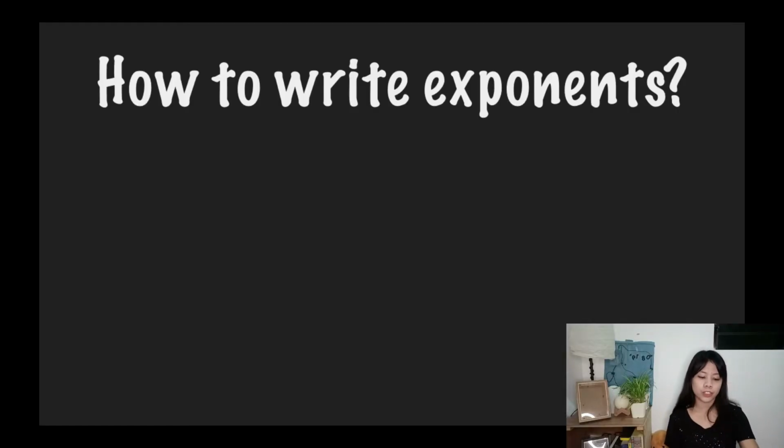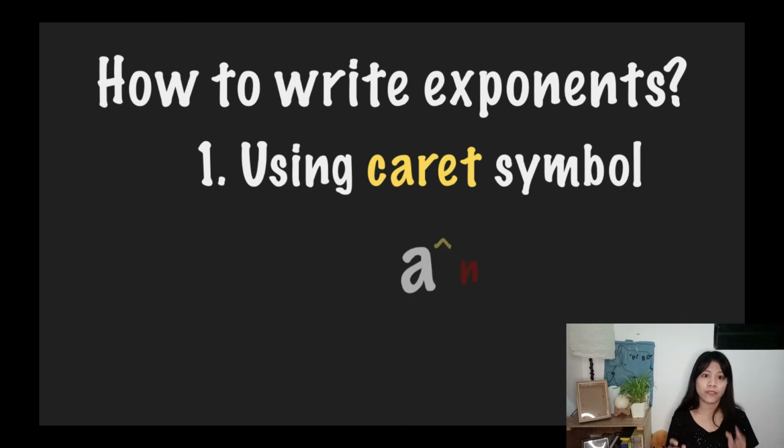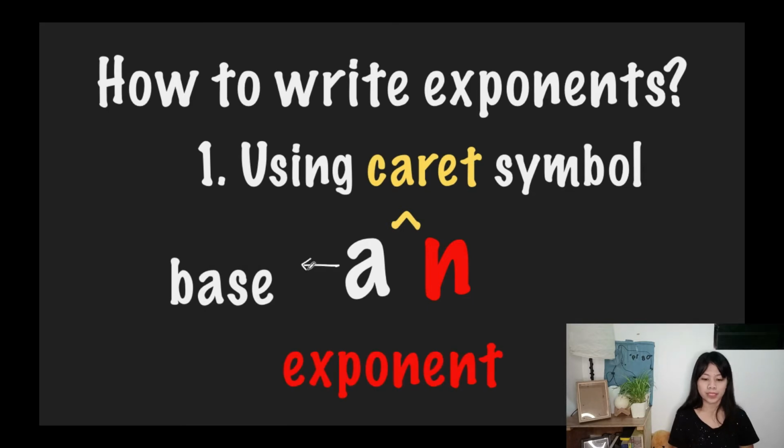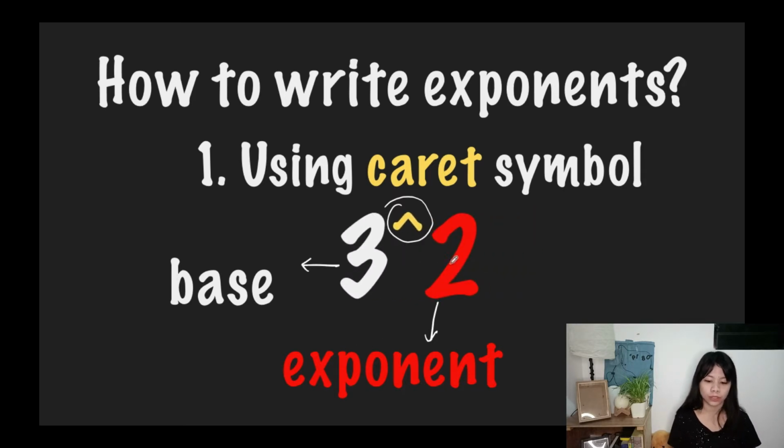Ngayon, how do we write exponents? There are two ways to write exponents. First, using a caret symbol. We have a caret n, or a raised to n, where a represents the base and n represents the exponent. At itong parang arrow pataas, ito yung tinatawag nating caret or caret symbol. So this is read as a caret n, or a raised to n. So let's have an example. We have 3 caret 2 or 3 raised to 2, where 3 represents the base, 2 yung exponent, at merong caret sa gitna nila. Ayun yung nag-i-indicate that you are raising the base 3 to exponent 2.